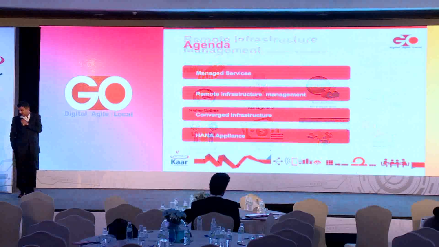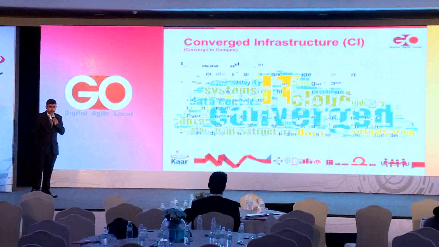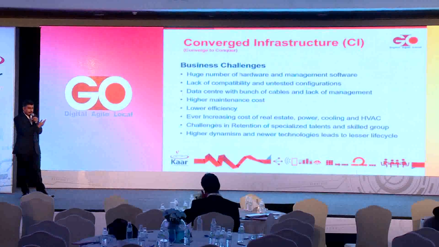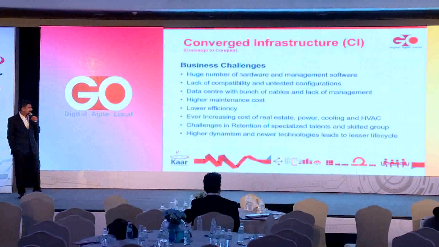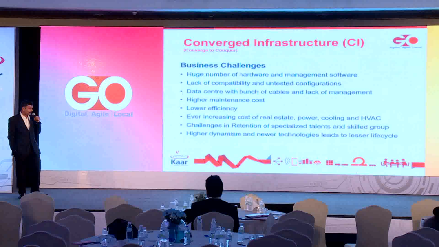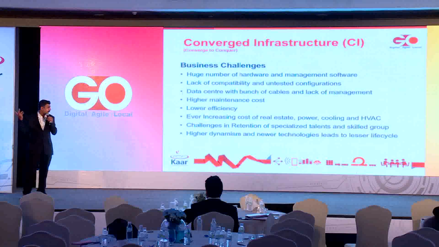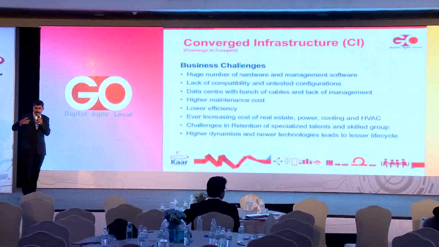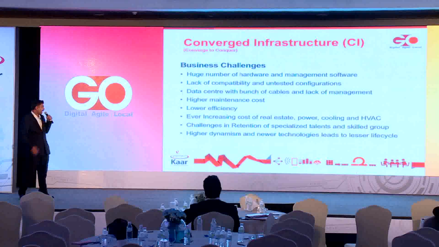So going to the next topic, CI, which is converged infrastructure. In a typical organization, as you've seen, this is going to be a challenge in any business: a huge number of hardware and management software, lack of compatibility, and untested configurations. Because there are many brands and principals like Cisco, HP, IBM, NetApp, there are thousands of them. They have their own unique technology, there are integration complexities, and they don't speak to each other seamlessly. These are the challenges we see.